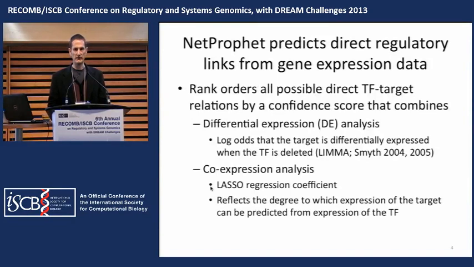NetProphet works by rank ordering all possible direct TF target relations by a confidence score that combines a number from differential expression analysis and a number from co-expression analysis in what is essentially a weighted linear combination. The differential expression analysis number is the log odds that the target is differentially expressed when the transcription factor is deleted. And for microarray data, we just use the output of limma. The co-expression analysis is a lasso regression coefficient that reflects the degree to which expression of the target gene can be predicted from the expression of the transcription factor.